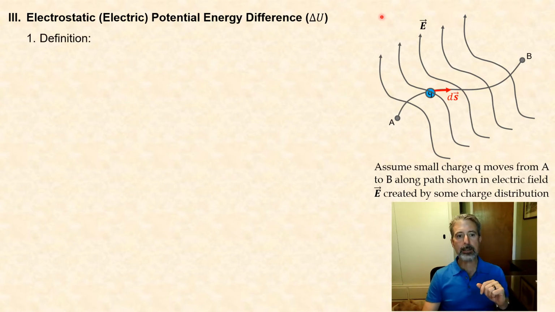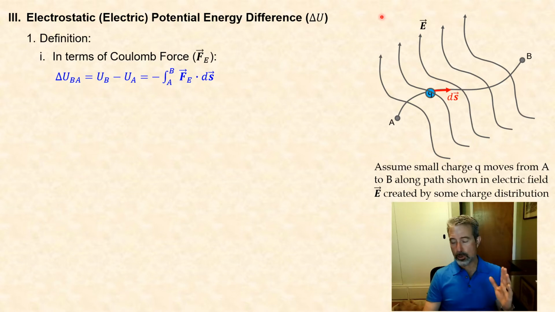Okay, with that said, here goes. In terms of the Coulomb force, we can say that delta U, which I'll write as delta U_BA, meaning the potential energy of our charge at point B minus the potential energy of the charge at point A, is equal to, as we said, this is just the definition of change in potential energy, the opposite of the work done by the Coulomb force on the charge. So this is simply the definition here.